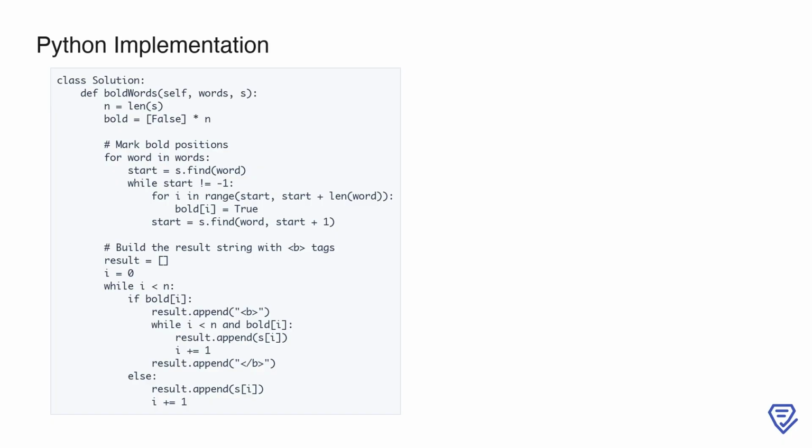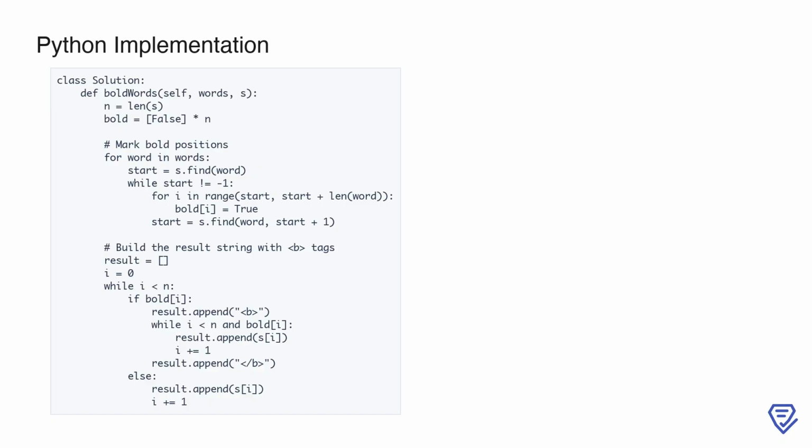Here, we define the boldWords method within the solution class. The goal of this method is to add bold tags around words in the string S that match any of the words given in the words list. First, we initialize n to the length of the string S and create a list called bold of the same length, initialized to false. This list will track which characters in S need to be bolded.